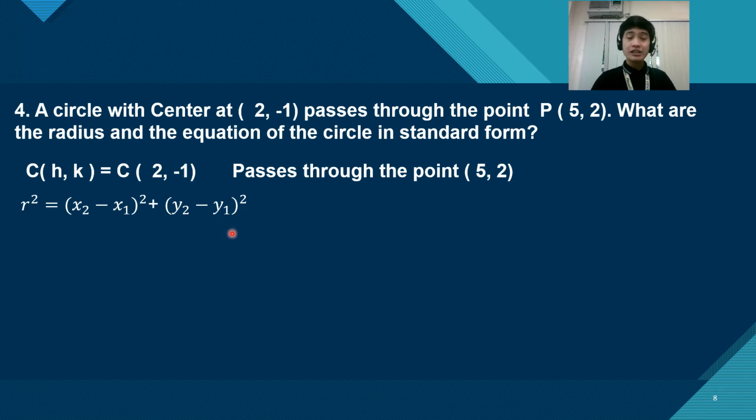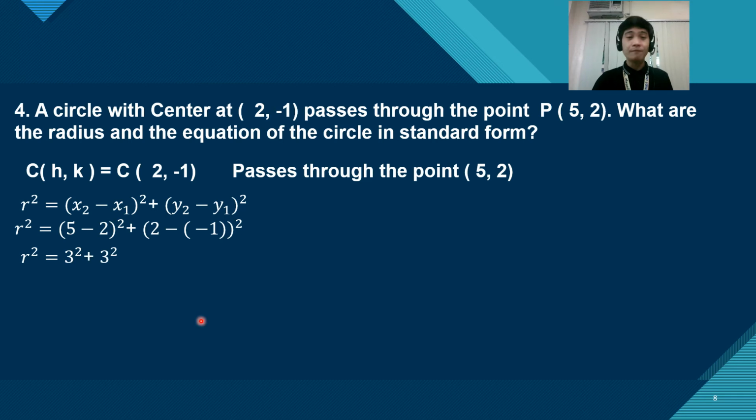So just like what we did on our third example, we will mark this point as our second point and I'll mark the center as the first point. Sa ganung kaso, square ng 5 minus 2, si x sub 2 natin ay 5, si x sub 1 ay 2. And then square. Ang y sub 2 ay 2, kasi galing sa second point yan, minus negative 1, yung value ng y sub 1 ay negative 1 na galing doon sa ating center, na minark natin as our first point.